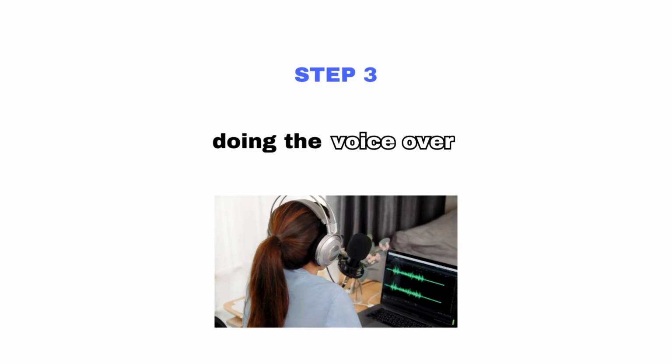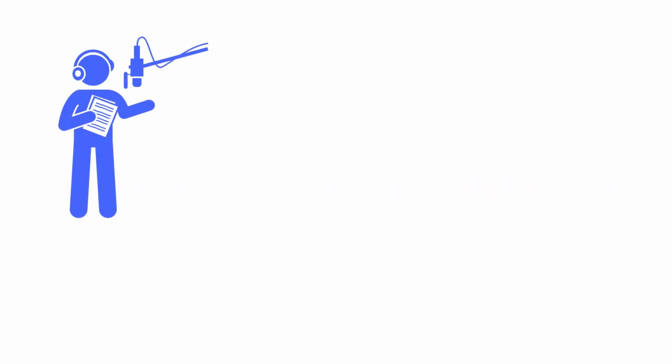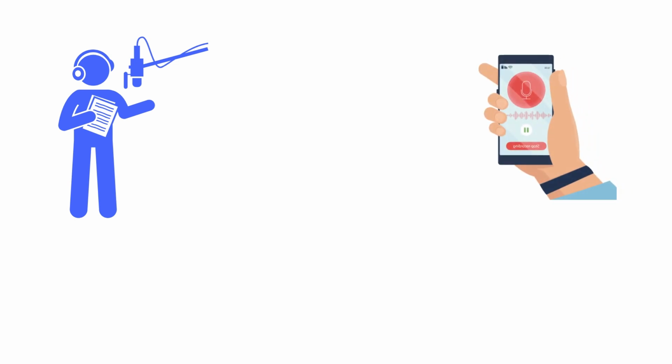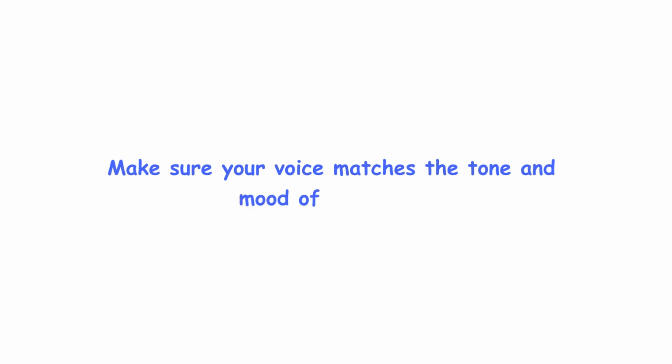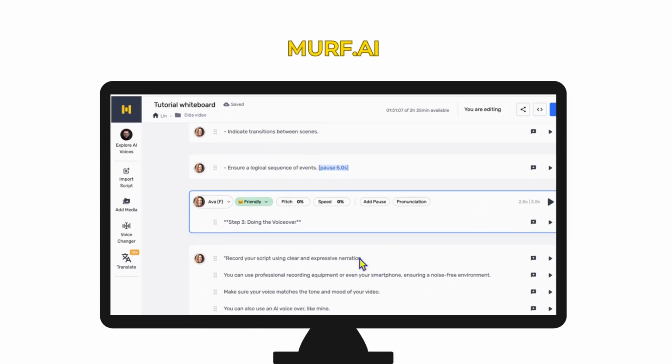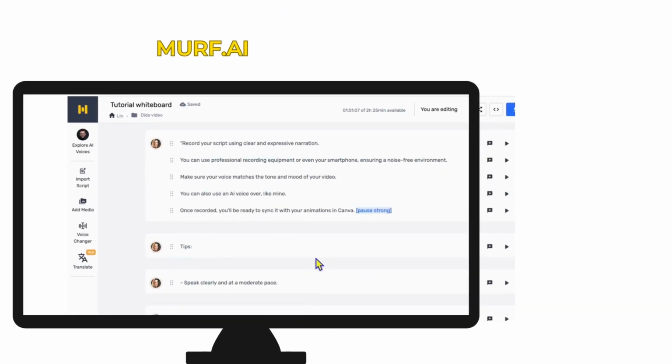Step 3. Doing the voiceover. Record your script using clear and expressive narration. You can use professional recording equipment or even your smartphone, ensuring a noise-free environment. Make sure your voice matches the tone and mood of your video. You can also use an AI voiceover, like mine.